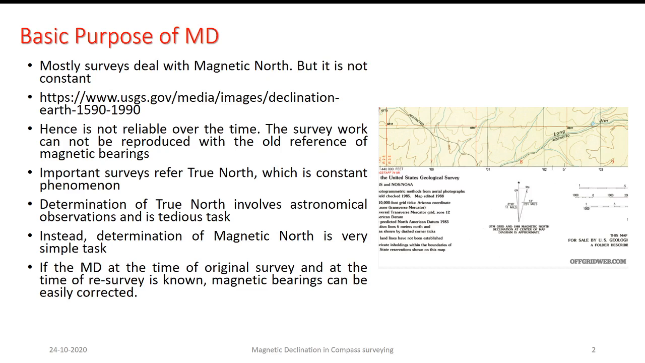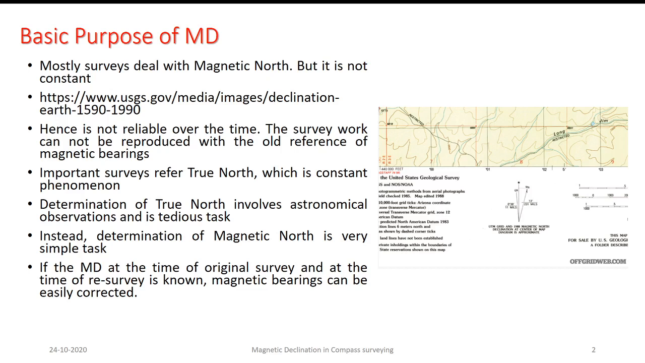Mostly, as far as surveying measurements are concerned, and as we prepare the map based on this particular measurement, we refer to the magnetic north direction. But that magnetic north direction is not a constant criterion. It varies from place to place over the period.